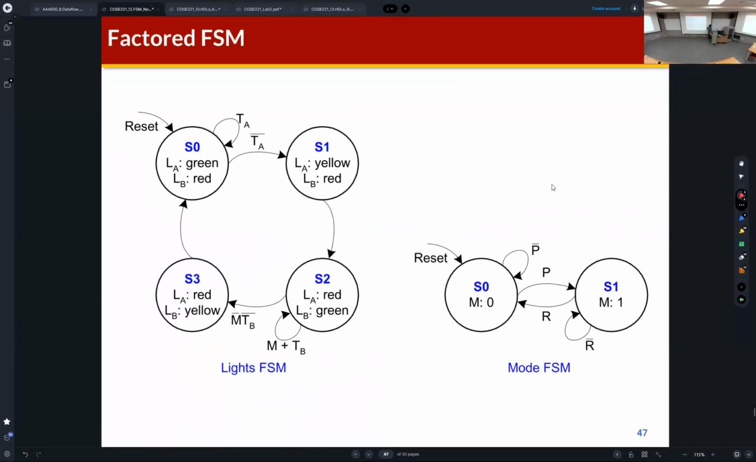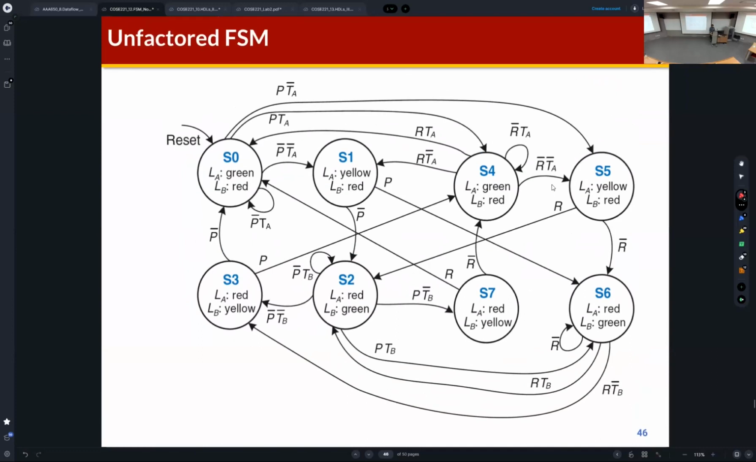Then we can define the state transition of these two different FSMs like this. So this is the mode FSM, which works with the P and R inputs, and the mode FSM generates the operation mode signal output. And this is the modified light FSM. We can find another input M here, and based on the operation mode, the light FSM is also modified, but it's much simpler than the previous example, right?